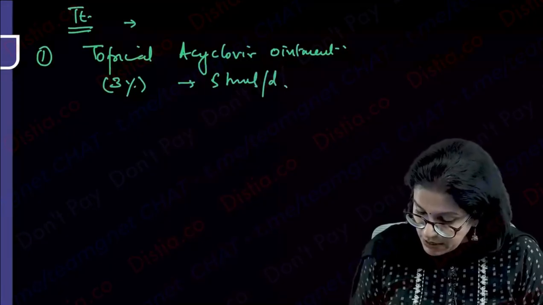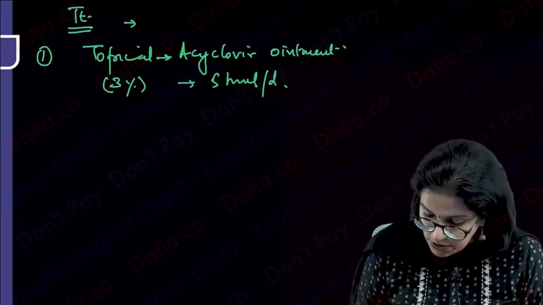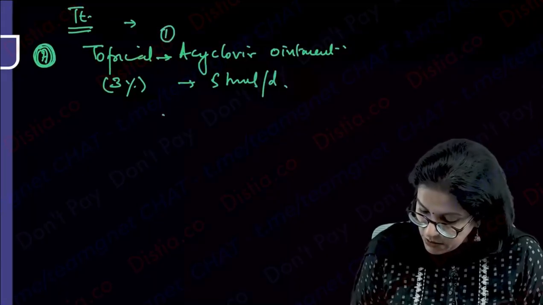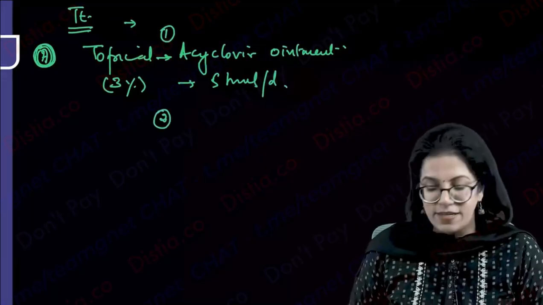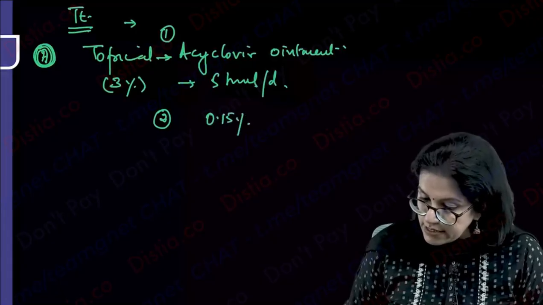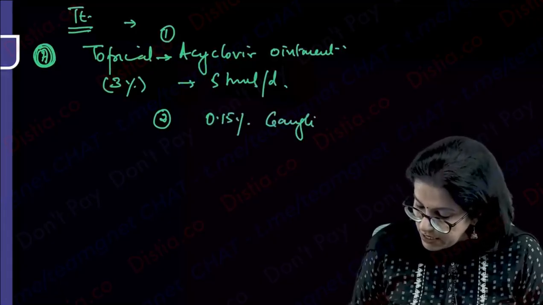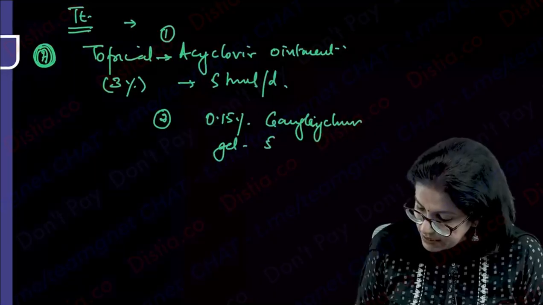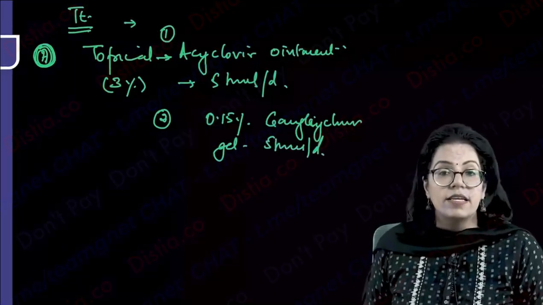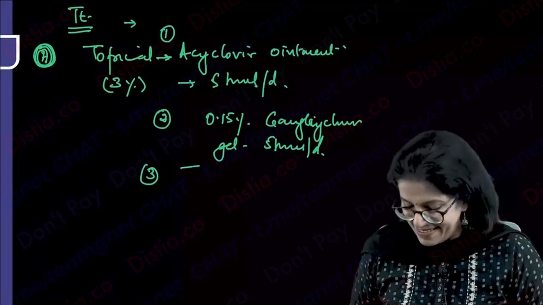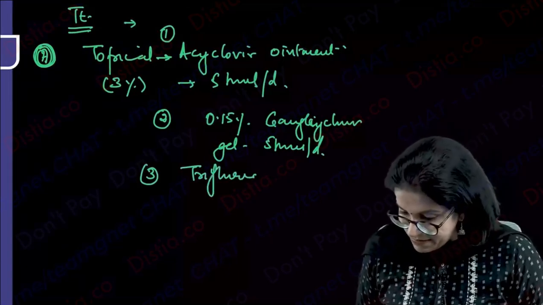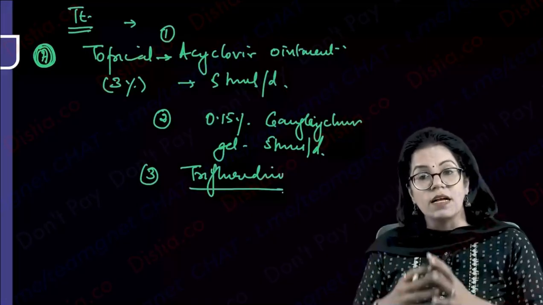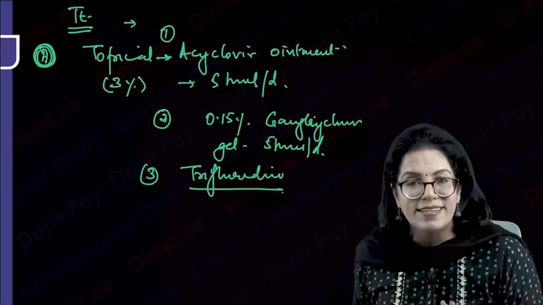Apart from that, in topical, what other options? So I am talking about topical first. The first is acyclovir, and the second we can go for is ganciclovir. So 0.15% ganciclovir gel can also be given. Ganciclovir gel is again given 5 times a day. Any other antiviral I can use? I can use trifluridine. Again, the frequency starts from 9 times to 5 times, whatever.